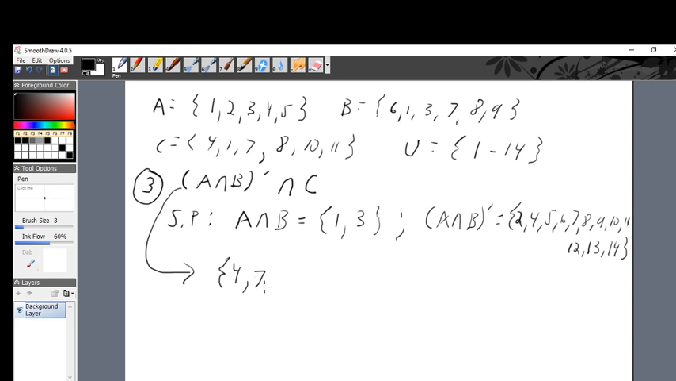Is 8 in both? Yes. Is 10 in both? Yes. Is 11 in both? Yes. There is the final answer for A intersect B prime and C. Here is the answer. These type of problems take a little bit longer. Okay, that is the story with that.